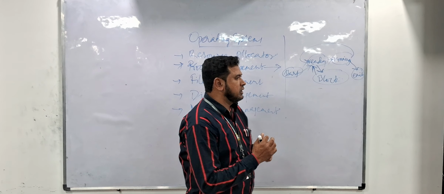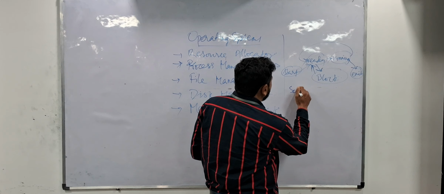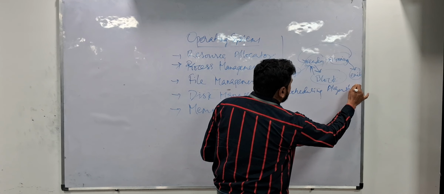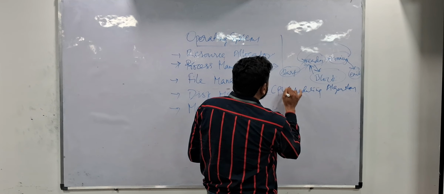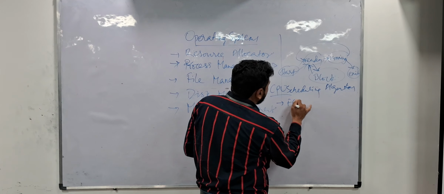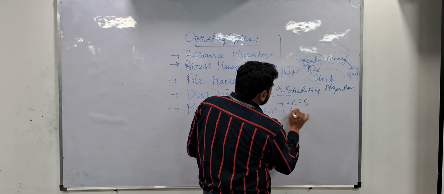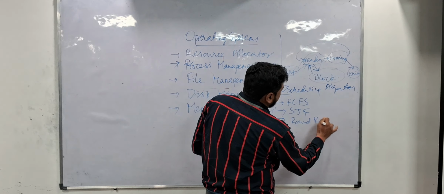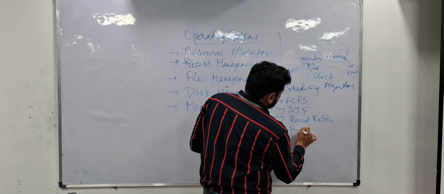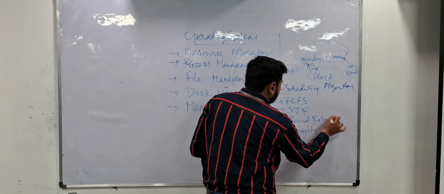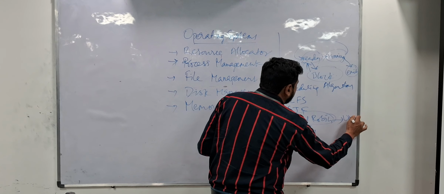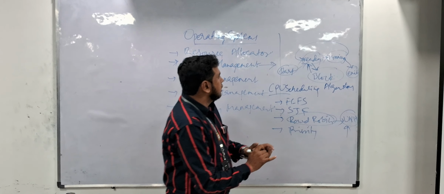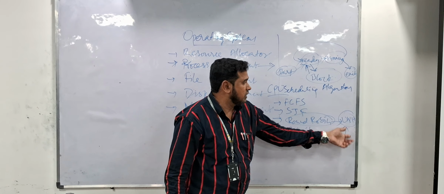Then, based on certain algorithms, which we call scheduling algorithms, different kinds of CPU scheduling algorithms such as FCFS, first come first serve, shortest job first, round robin, and priority algorithms, right? These are some of the well-known algorithms. Round robin is the one being used in Linux or Unix, okay? With the help of which you are able to implement time sharing.